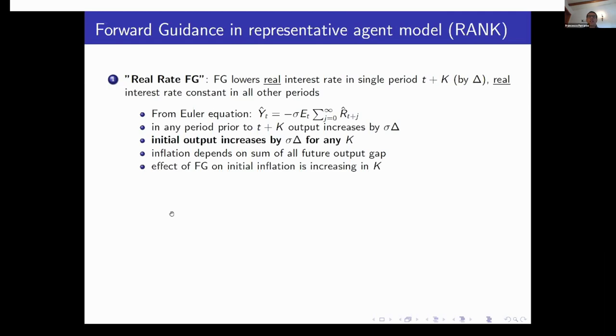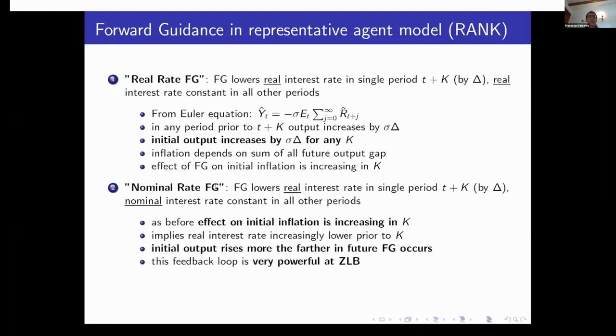So what happens in the standard representative agent model is that by log-linearizing the Euler equation, we have that the change in output today, in time t, is given by the sum of all the future changes in the interest rate without any discounting. This implies that in any period prior to t plus k, output is going to increase by sigma, where sigma is the intertemporal elasticity of substitution, times delta, where delta is the change in interest rate. So for any horizon, the initial jump in output is going to be constant in this type of experiment. On the other hand, inflation, which depends on the sum of all future output gaps, is going to be increasing in the horizon. But this doesn't have any impact in this type of experiment, because the real rate is kept fixed.